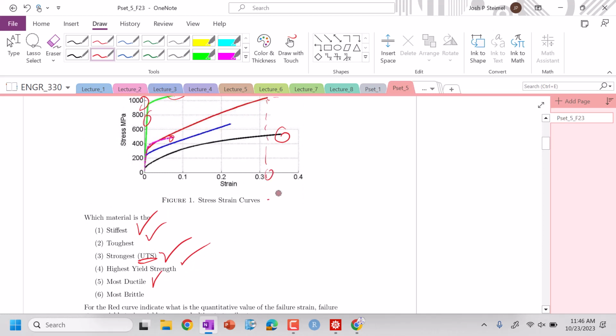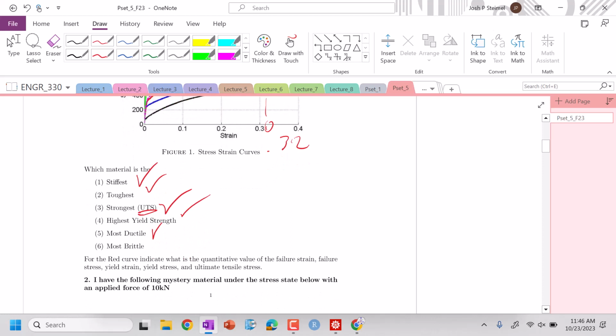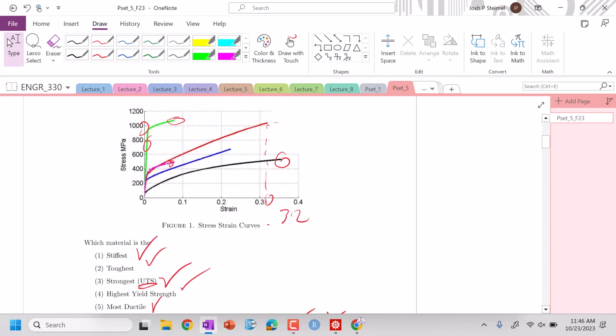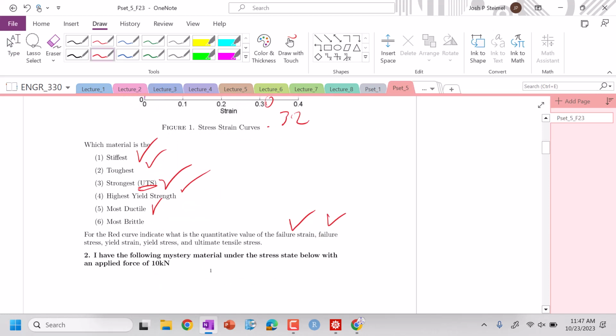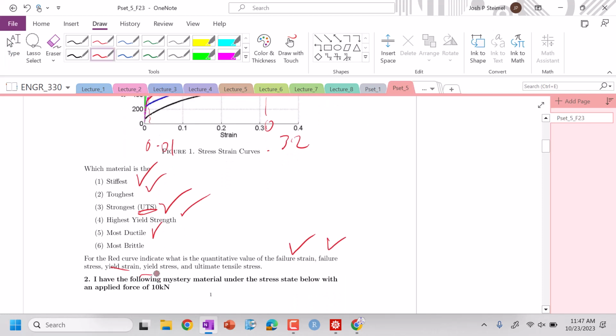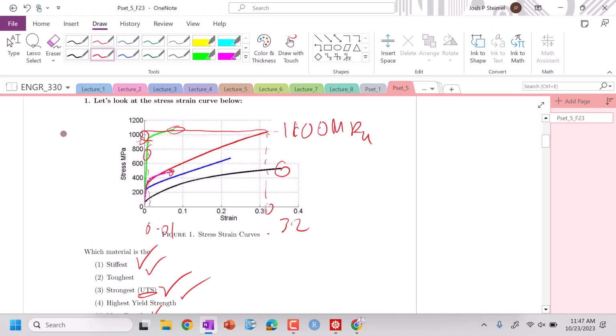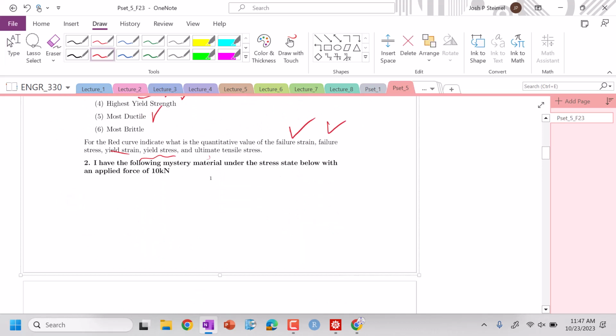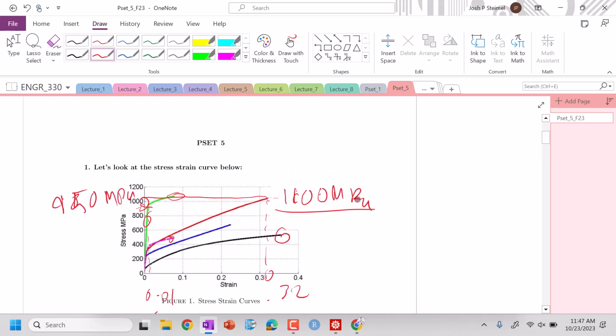So the strain at failure will be about 0.3. The failure stress will be about, let's just say 1,000, let's say 1,100 MPa. So good. My yield strain, probably 0.01. Yield stress will be probably about 950 MPa. And ultimate tensile stress would be the same as this value here.